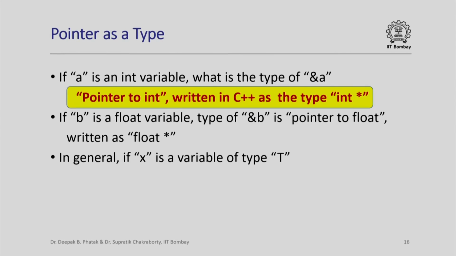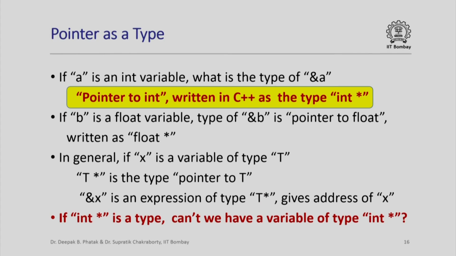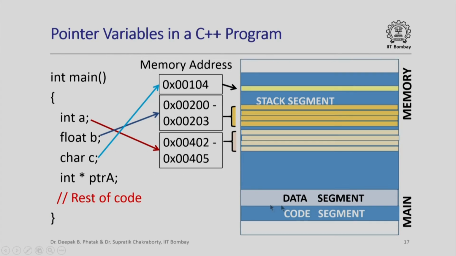And in general, if X is a variable in your program of type T, then T star denotes the type pointer to T, and when you write ampersand X, this is an expression whose type is a pointer to T, and this will give you the address of X. Well, now one might ask that if int star is a legitimate type, can't I have a variable of that type? And indeed you can, and so here is our original program, and now I have added one more variable called pointer A, and its type is int star. So, it is basically a pointer to an integer variable.